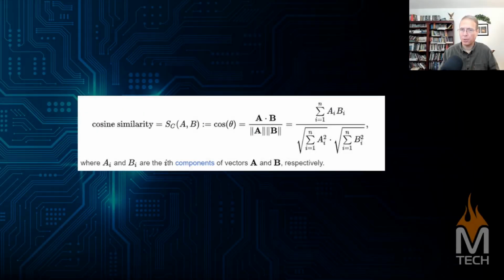Today we're going to talk about cosine similarity, which is an important concept when dealing with semantic search, which is an important concept when dealing with retrieval augmented generation with large language models. So here we have cosine similarity as defined by Wikipedia. Does that make your head hurt? It does me too. Don't worry, I will explain it in detail.